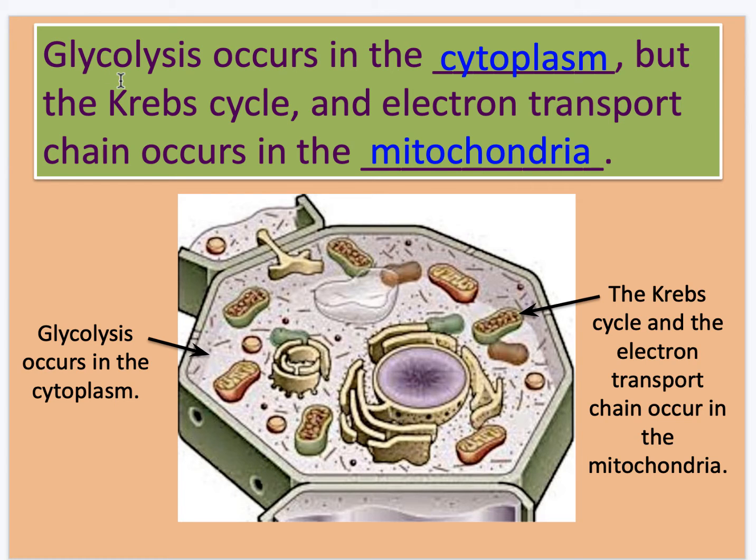All right, here we go. So glycolysis occurs in the cytoplasm, okay, of the actual cell. But the Krebs cycle and the electron transport chain, that part occurs in the mitochondria of all living things, not just of plants, but of all living things. So here we have an example of a plant cell, but this Krebs cycle and electron transport chain, and glycolysis for that matter, these happen in both animal and plant cells.